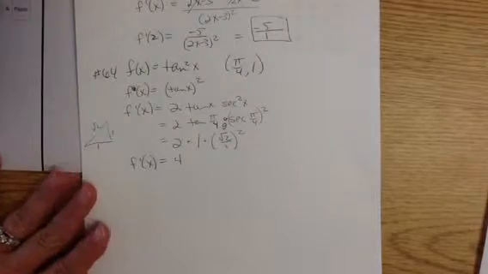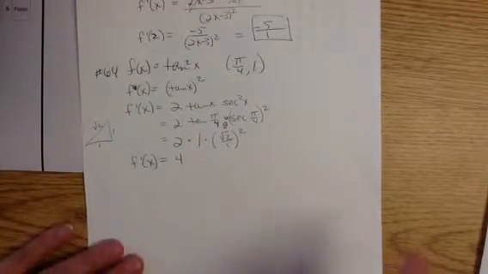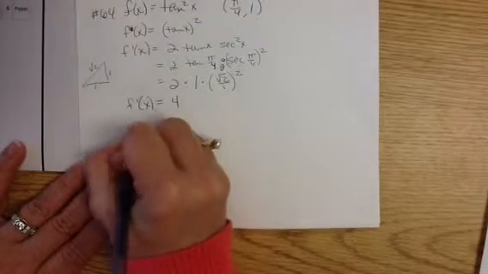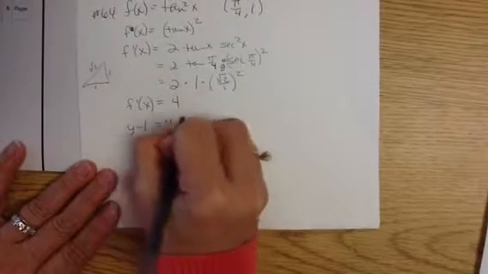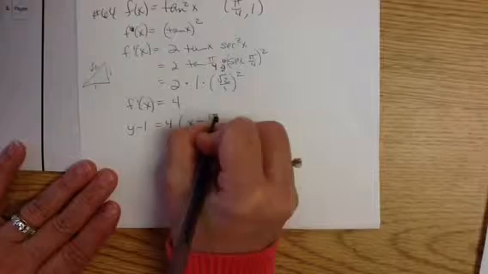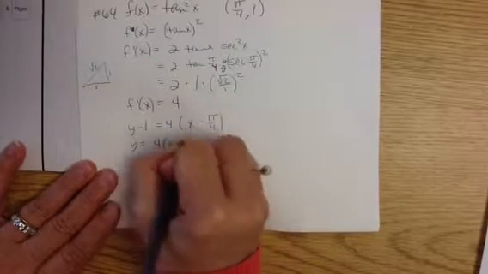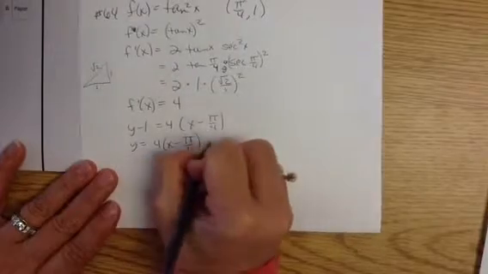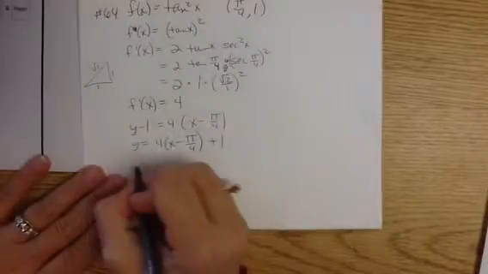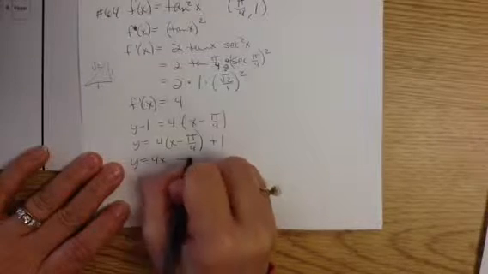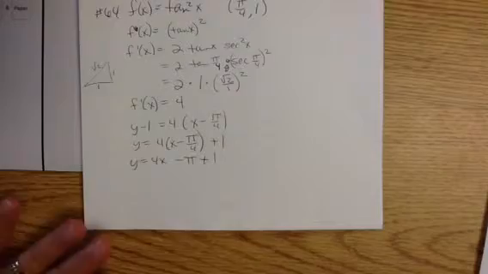Now what I need to do is find the equation of the tangent line. So there is my slope. So I take my point, y minus 1 equals 4 times x minus pi over 4. And that is going to give me the equation of my tangent line. Now they may want us to simplify, so what I'm going to do is multiply it through. Now there's the equation of my tangent line.